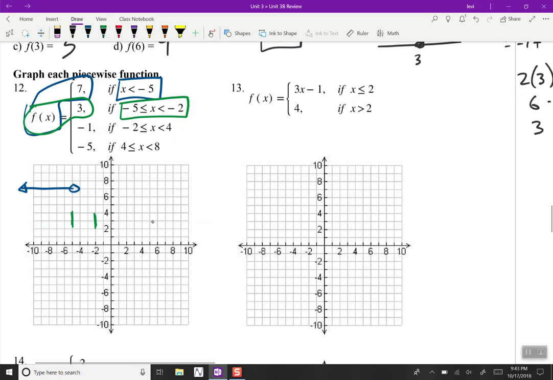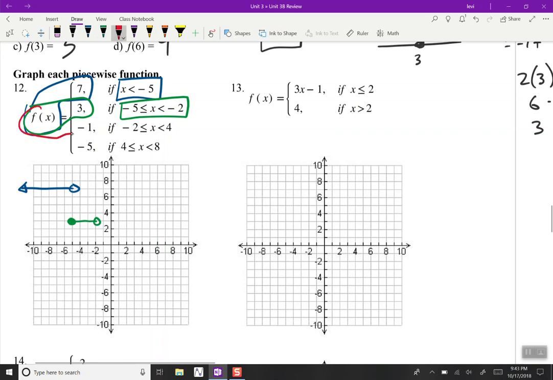So we'll erase that, redraw it. So we're at 3, from -5 to -2. Now at -5 we've got the equal symbol, so we use a closed circle. And at -2 we don't have the equal symbol, so we're going to use an open circle.